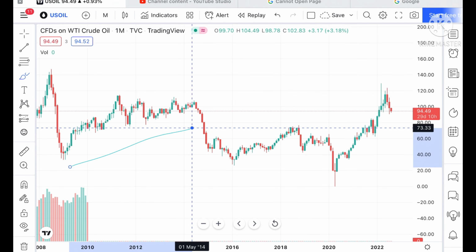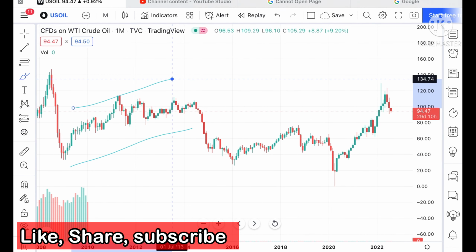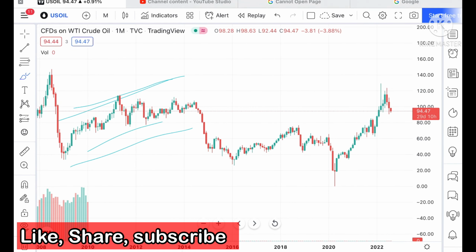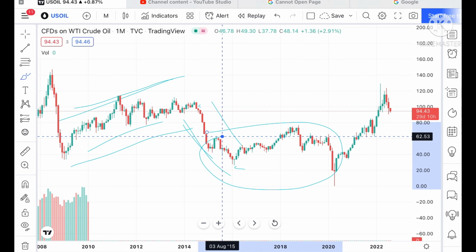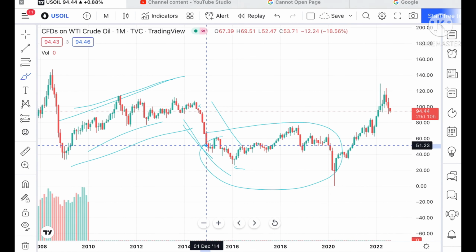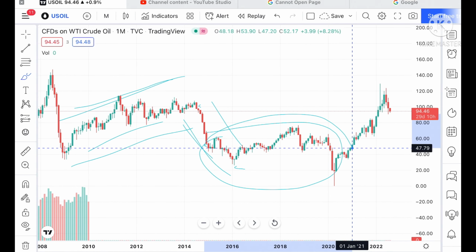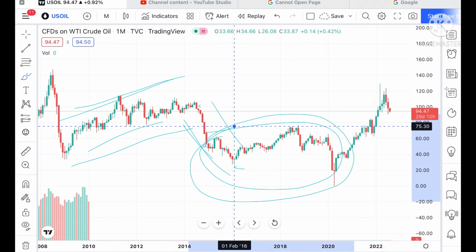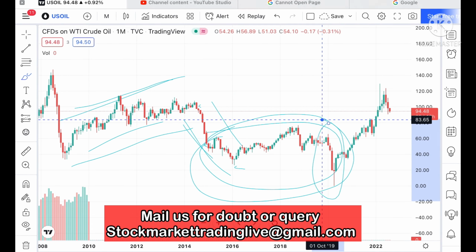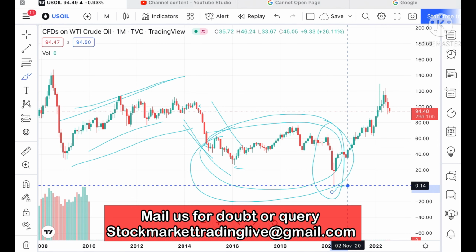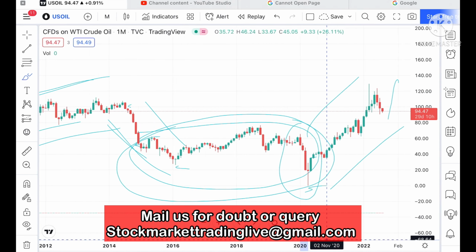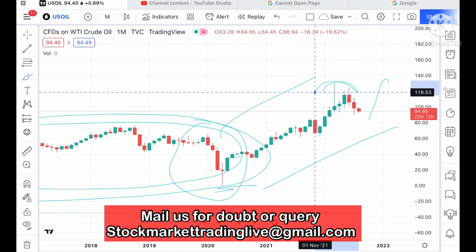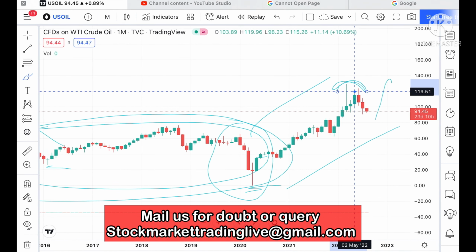If you look at the chart of crude from previous years, since 2010 to 2014 we have seen an uptrend. After that we have seen a downfall, from 2014 for about 2 years. After that we saw a range bound market for around 6 years, from 2015 to 2020. Then the trend went from down to a new high, and at this new high we have seen a swing formed at this particular level.